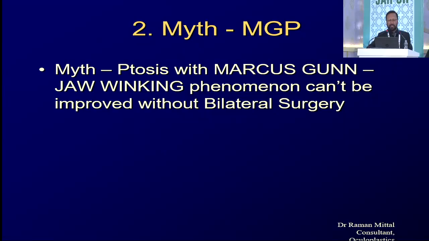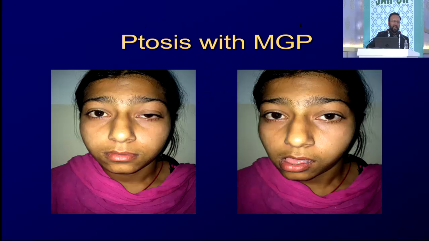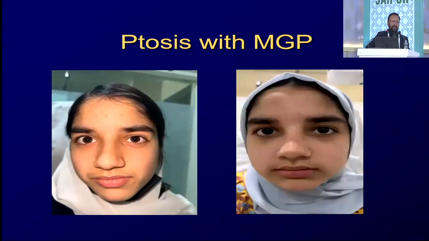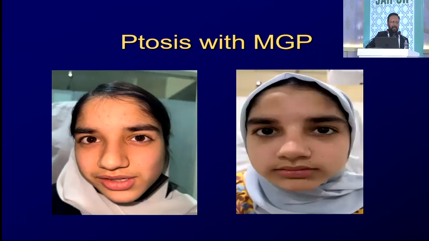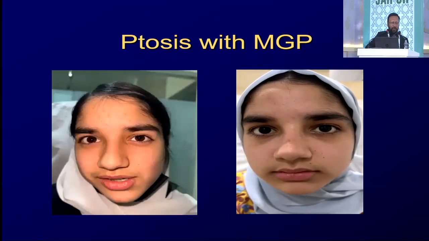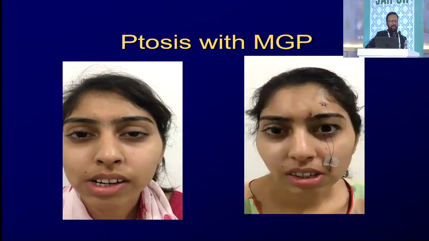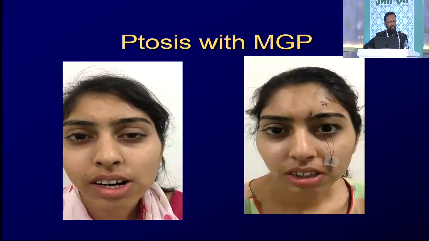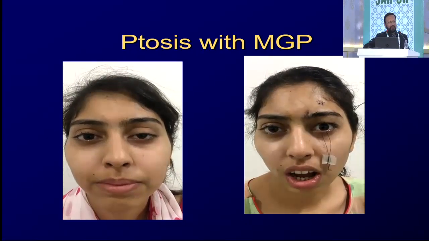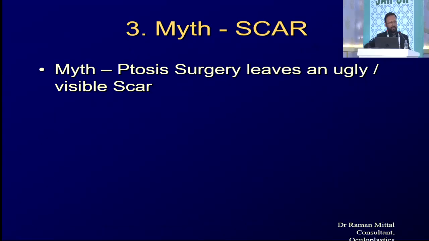The second myth is with the Marcus Gunn phenomenon. As we had been taught earlier, the Marcus Gunn jaw-winking phenomenon can't be improved without bilateral surgeries, in which you have to do an LPS resection or excision on both sides and then do a sling surgery. I beg to differ: it can be reduced considerably by doing a simple ptosis correction surgery like this. In this lady, who has the Marcus Gunn phenomenon, post LPS surgery the phenomenon reduced quite a bit and the ptosis was corrected. In this, tarsofrontal sling was done, and as you see in this next video, on moving the jaw there is hardly any blink phenomenon. So a lot of correction is there even with the unilateral surgery.